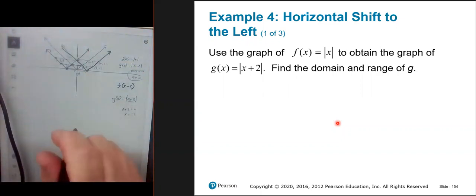I wish this thing had the ability to change colors, but it doesn't. Questions on this?